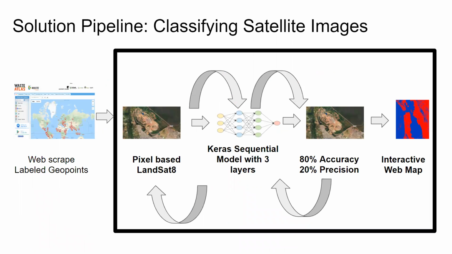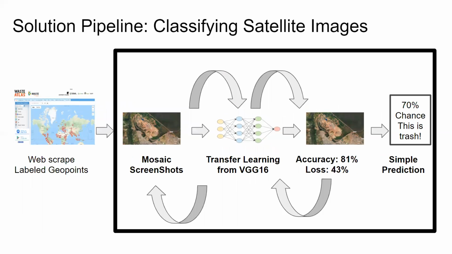The first model was a pixel-based model using the Landsat 8 imagery. This means that for each coordinate that I identified as an informal dump site, I extracted the bands or values behind that pixel in each image and passed those band values to a Keras sequential model with 3 layers. This was a very simple model, and we achieved 80% accuracy, but only 20% precision, meaning that we were predicting many false positives.